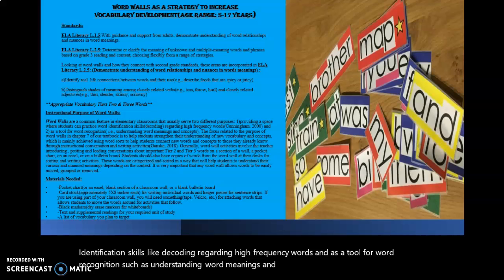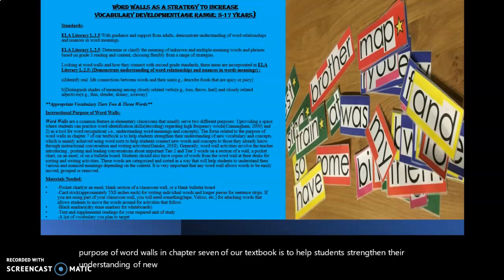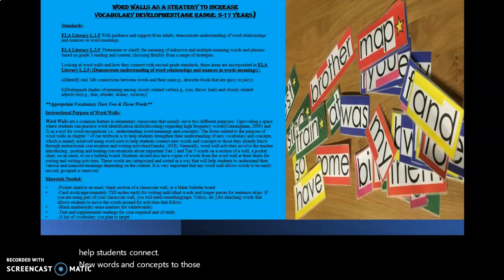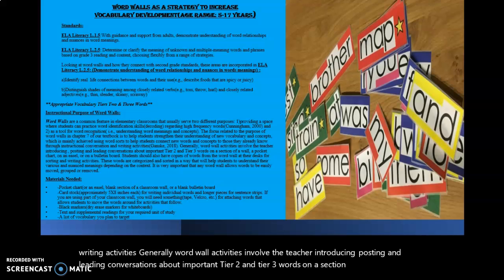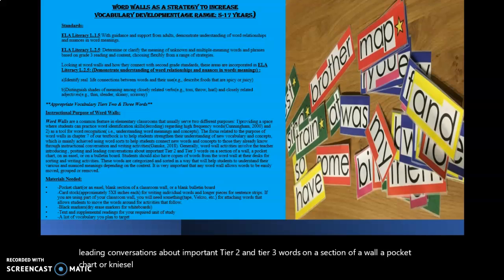The focus related to the purpose of Wordwalls in Chapter 7 of our textbook is to help students strengthen their understanding of new vocabulary and concepts, which is mainly achieved using word sorts to help students connect new words and concepts to those they already know through instructional conversation and writing activities. Generally, word wall activities involve the teacher introducing, posting, and leading conversations about important Tier 2 and Tier 3 words on a section of a wall, a pocket chart, or an easel, or a bulletin board. Students should also have copies of words from the word wall at their desks for sorting and writing activities.